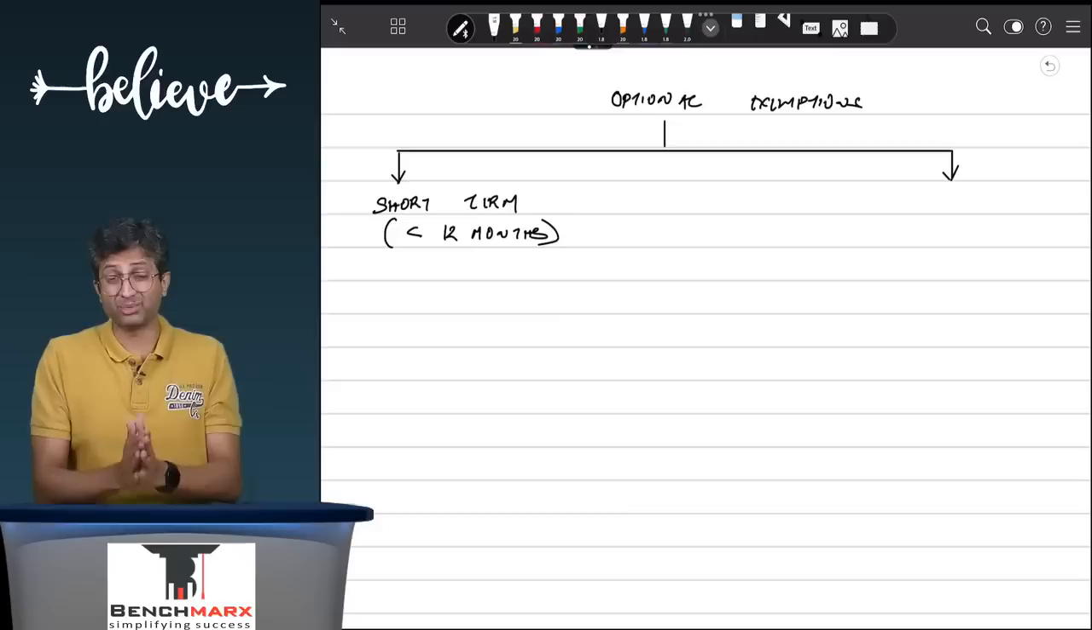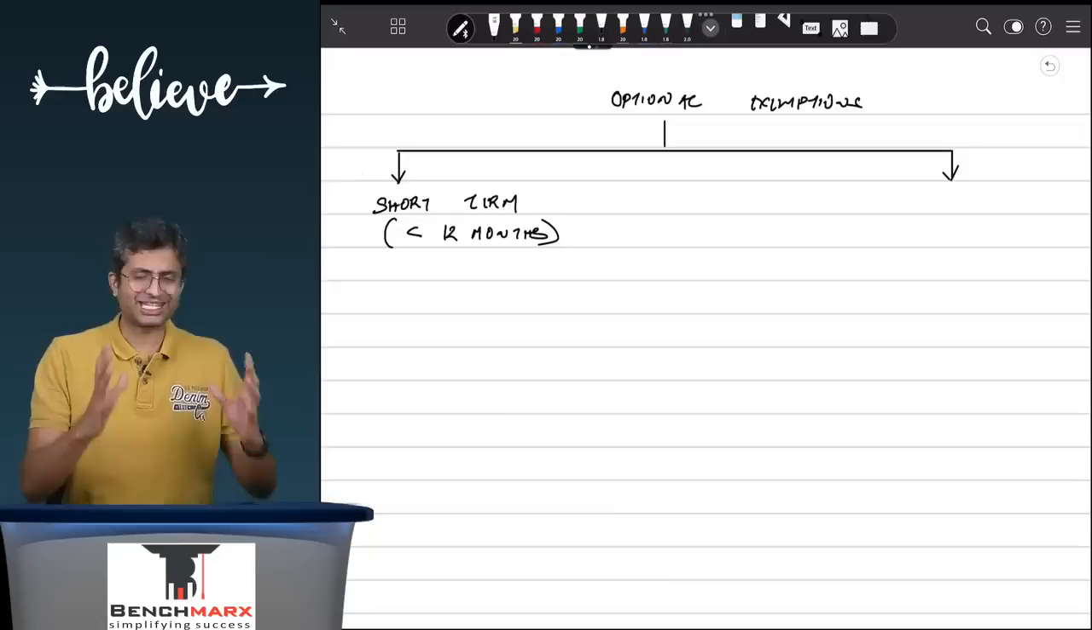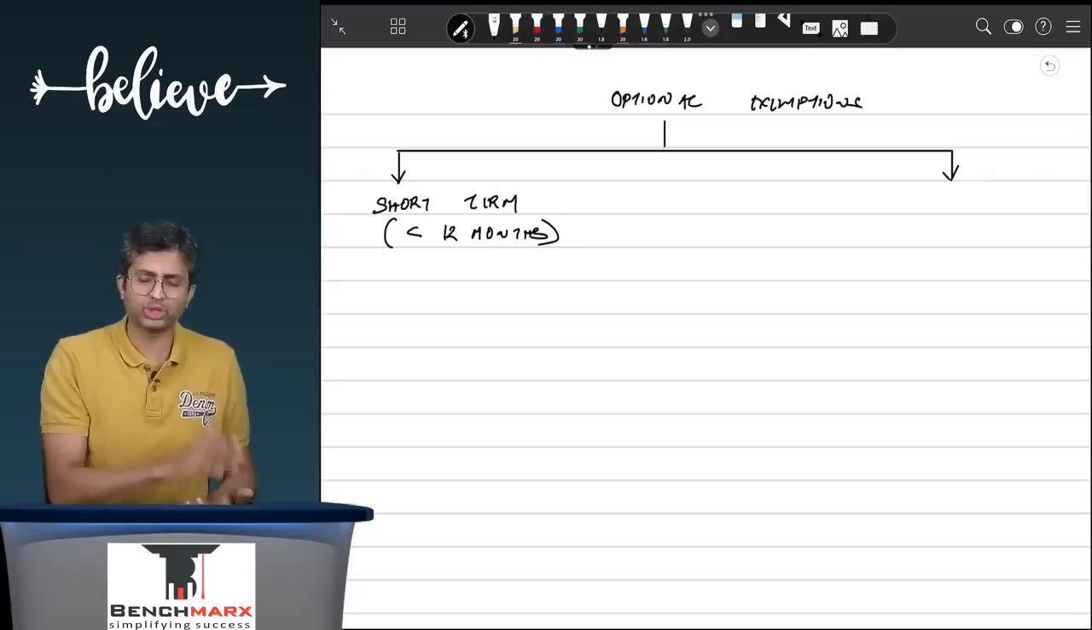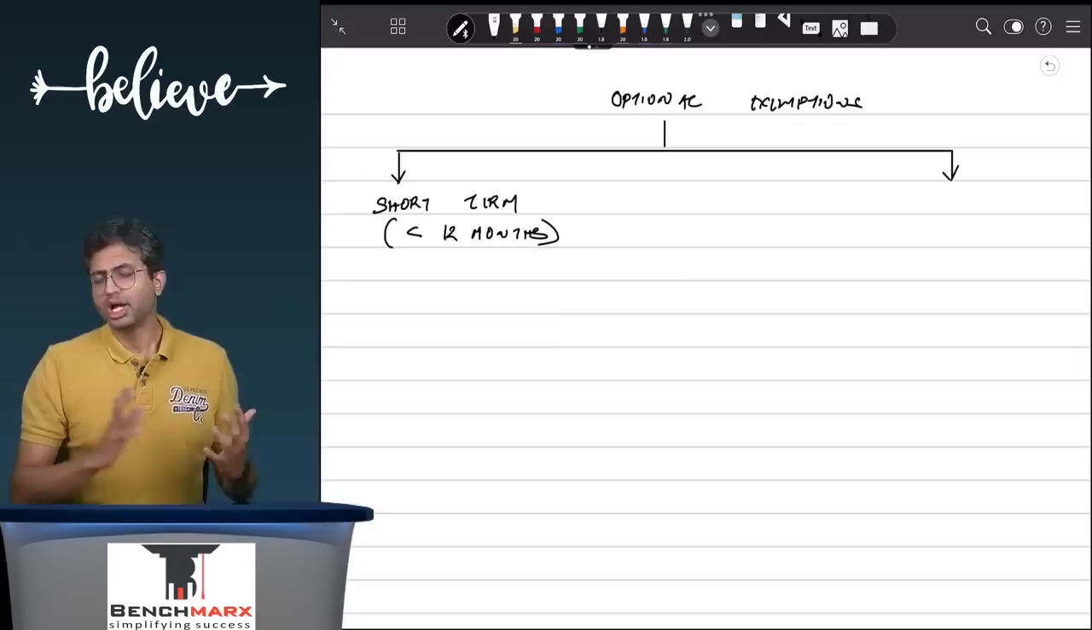For example, you have buildings. You have 10 buildings which you have taken on rent for a period of 11 months. You want to show the buildings, even if they are taken for 11 months, as a right of use asset and a lease liability. Can you do that? The answer is yes. You want to show those 10 buildings in the P&L as rent expense. Can you do that? Yes.